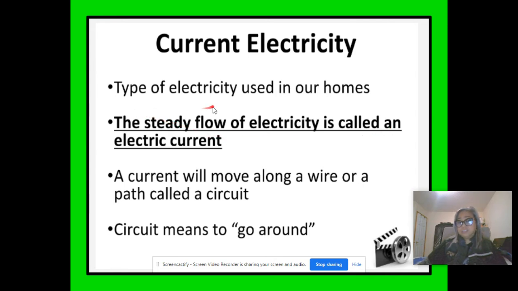Current electricity is the one that you're most familiar with. This is the type of electricity used in our homes. Therefore, the steady flow of electricity can be called an electric current. A current will move along a wire or a path called a circuit. Circuit means to go around.